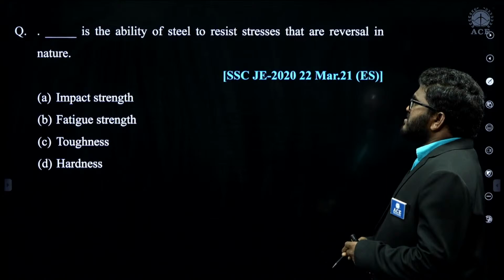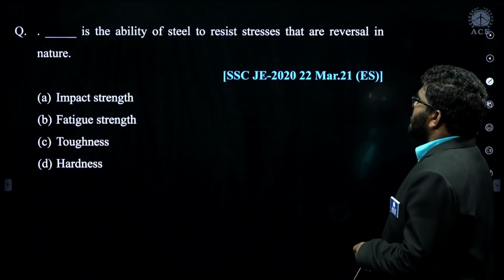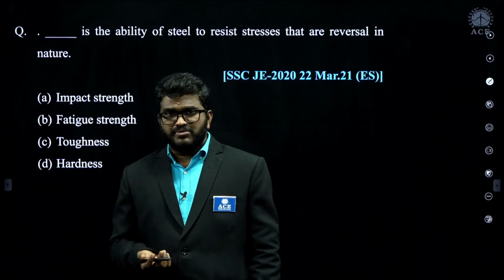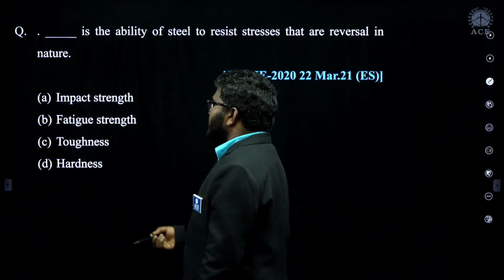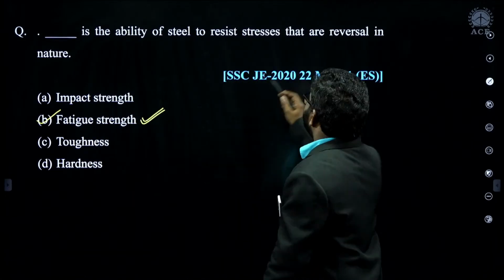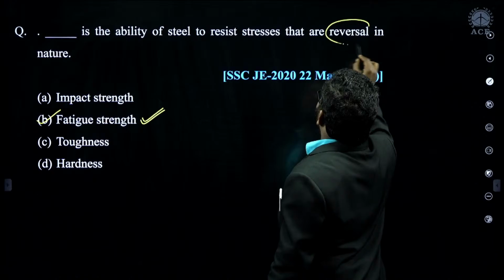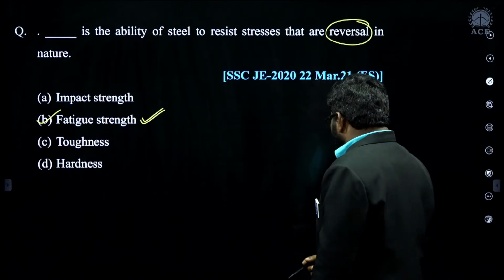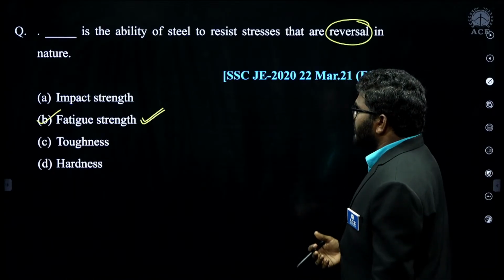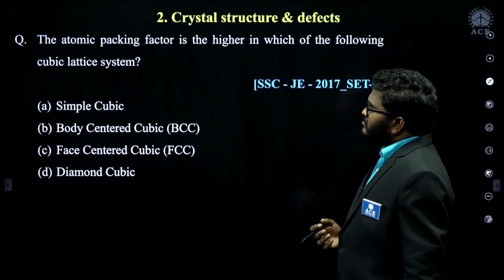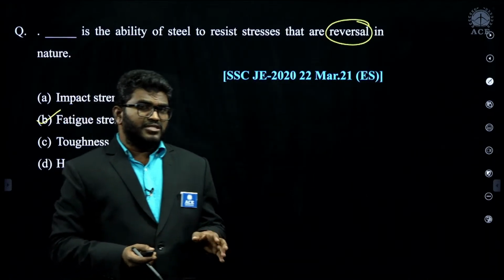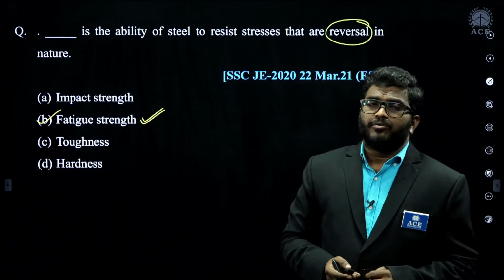Right. Dash is the ability of steel to resist stresses that are reversal in nature. We can say completely reversible stresses are dynamic loads, related to the fatigue strength, because reversible stresses are nothing but cyclic loads or dynamic loads. Failure under dynamic loads we call fatigue. Resistance to fatigue loads, we call fatigue strength. So these are the questions related to material properties and testing. A good number of questions were asked from material properties and testing.